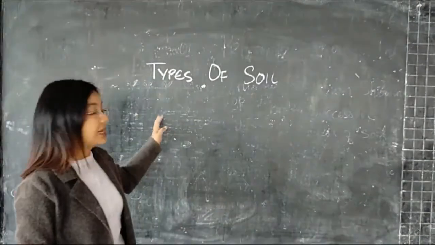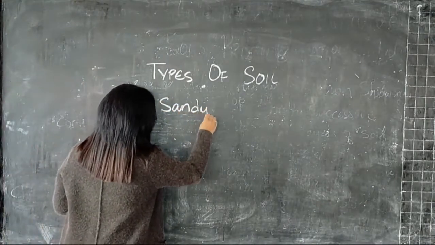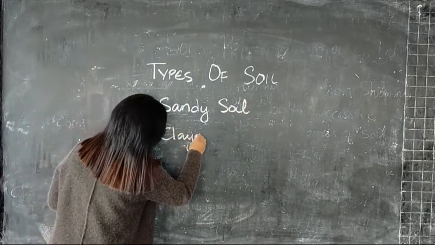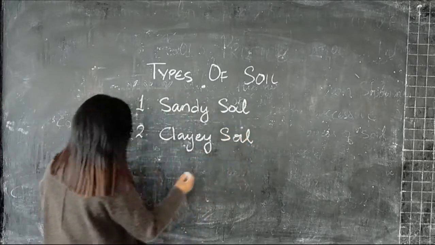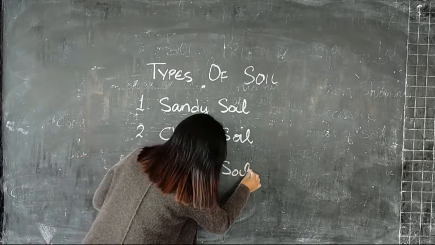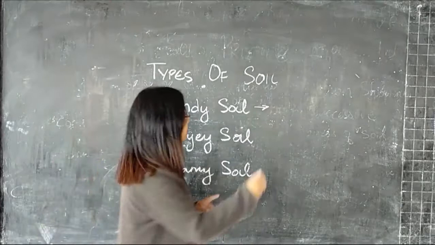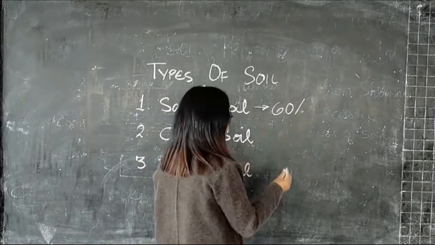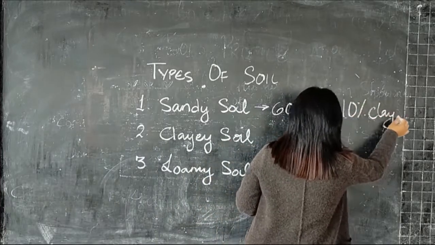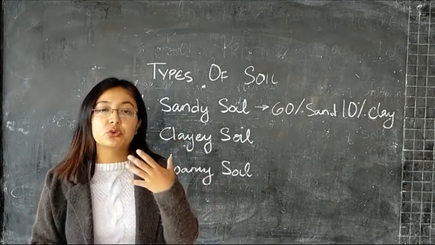Now let us move on to the types of soil. So the first that we have is the sandy soil. The second that we have is the clayey soil. The third that we have is the loamy soil. So let us talk about the sandy soil first. Sandy soil is made up of 60% of sand and 10% of clay. When we talk about the sandy soil, these are loose and porous. That means water can seep through easily.